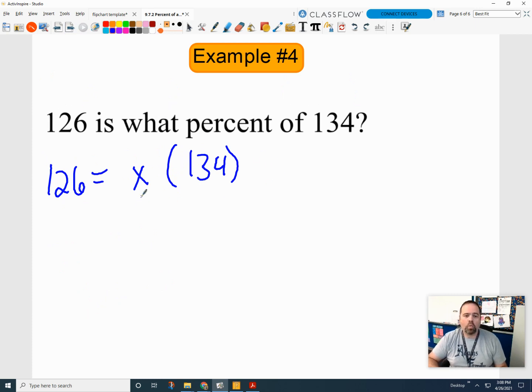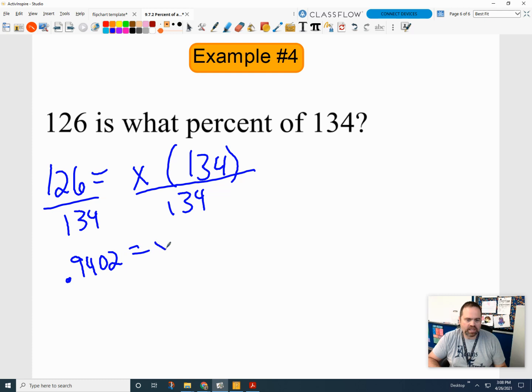Same thing here. What percent? So when I divide both sides by 134, 126 divided by 134 is 0.9402, yada, yada, yada. So I'm going to move that 2 places to the right, 94%.